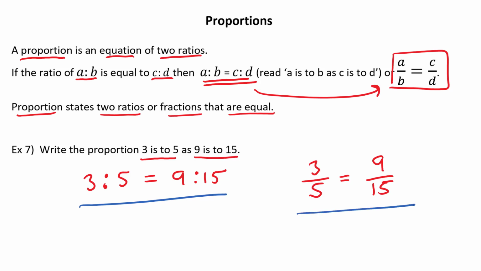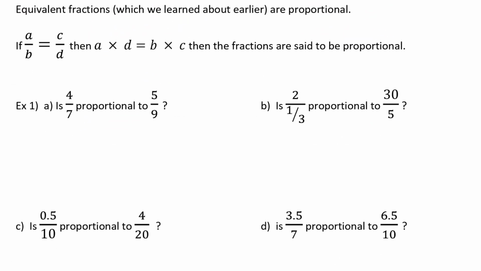These ratios and these fractions mean the same thing. When we are working with proportions, it is important that this statement is true. These values must be equal to each other. So let's review equivalent fractions. What we learned in equivalent fractions, if we want to know if two fractions are equal, remember one method we said we could do? We could cross multiply.